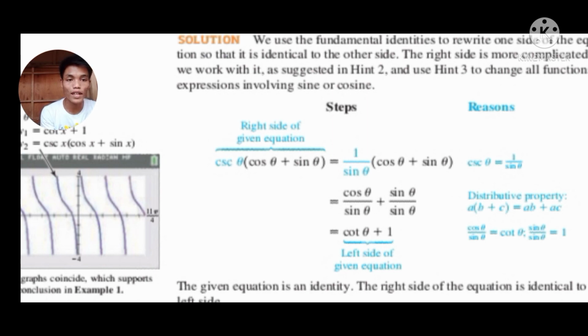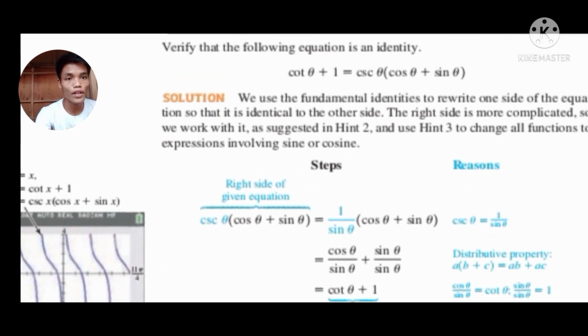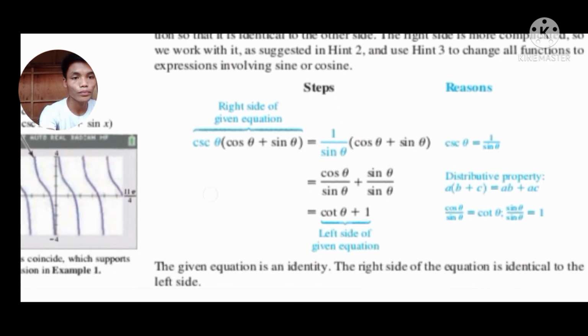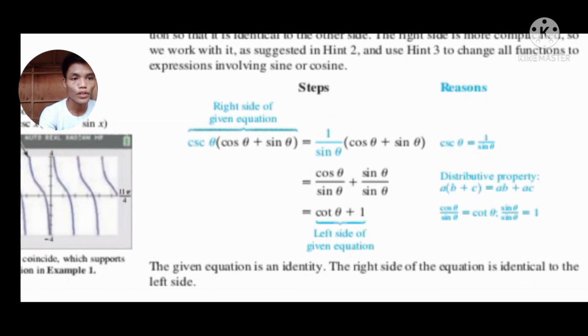So the left side of the equation. This is the left side of the equation. The left side of the equation is cotangent theta plus 1. Okay, so the right side: cosine theta over sine theta is equal to cotangent theta. Then sine theta over sine theta is equal to 1. That is why cotangent theta plus 1 is equivalent on the left side and the right side.